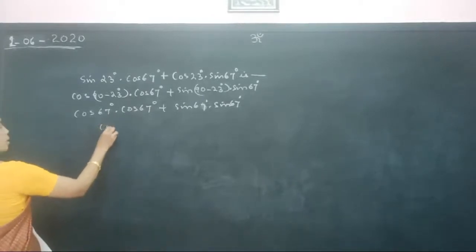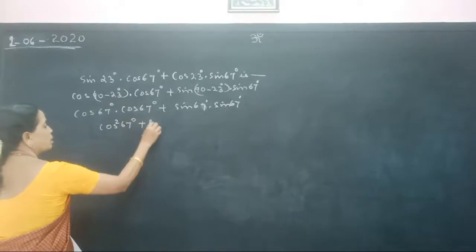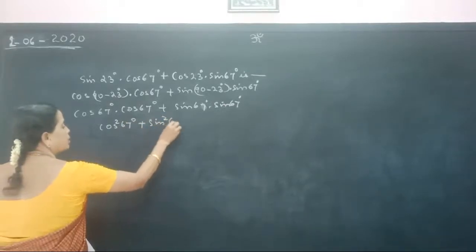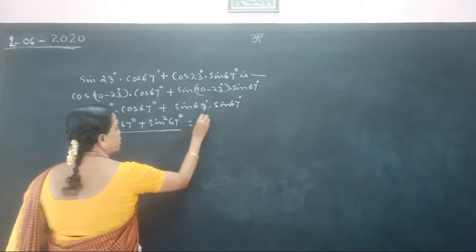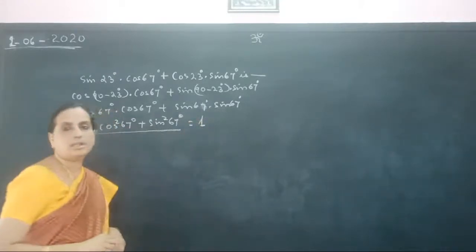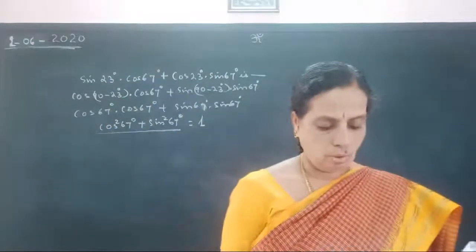Now you will get cos square 67 degree plus sine square 67 degree. What is cos square theta plus sine square theta? Answer is 1. So the expression has the value 1.